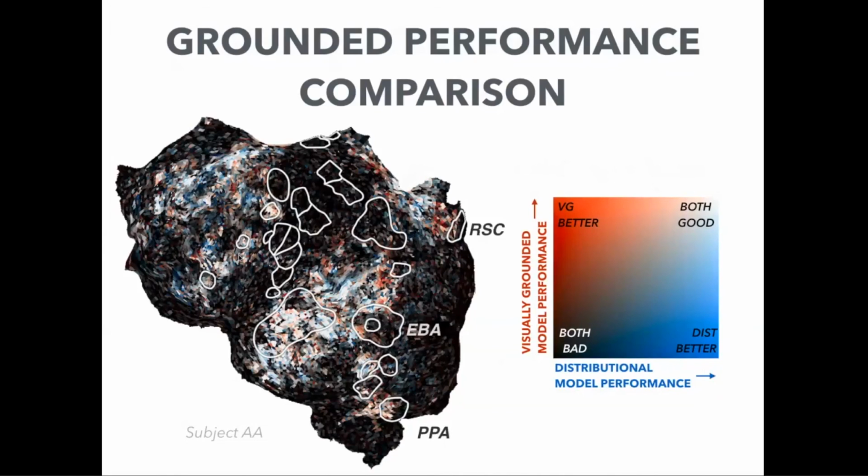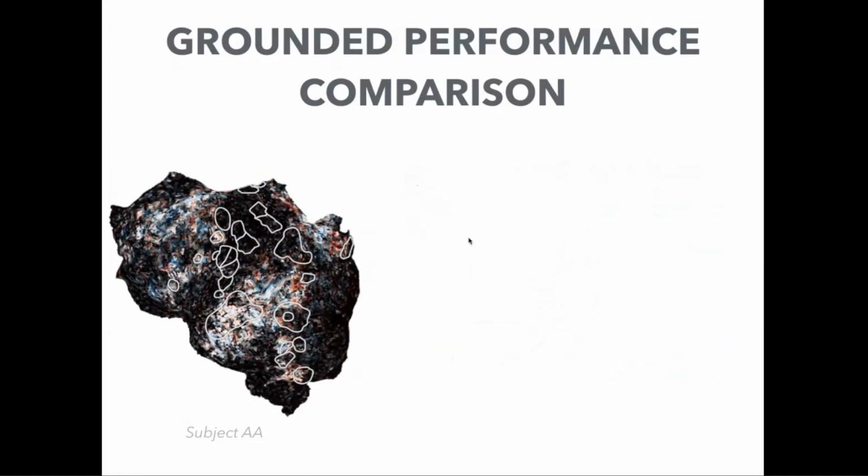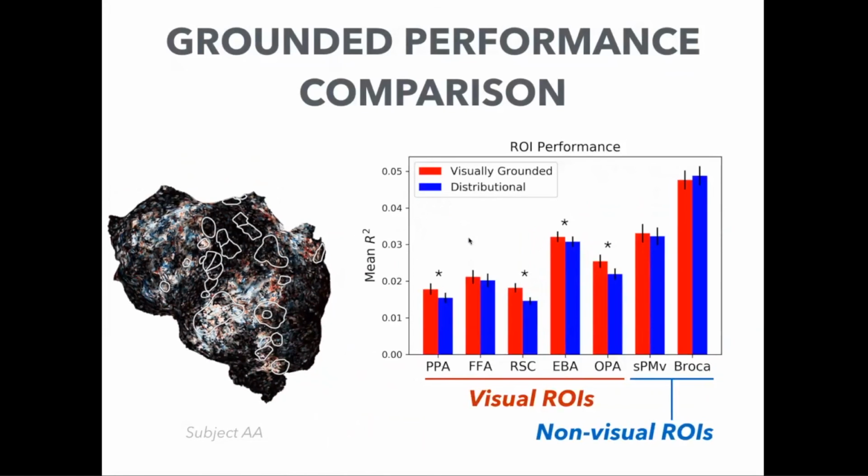We can see that it's close to these areas. We see a lot more of these that are better predicted by the visually grounded model. If we look at performance of these two different models in voxels that are near each of these ROIs, we see that there's a significantly increased model performance for the visually grounded model, although it's a small difference, near most of the visual ROIs.